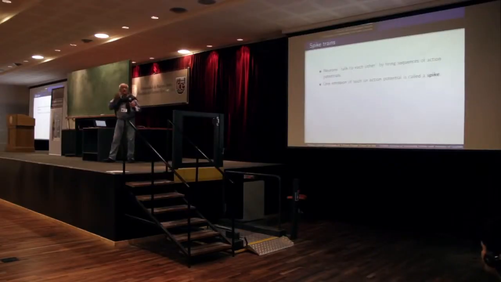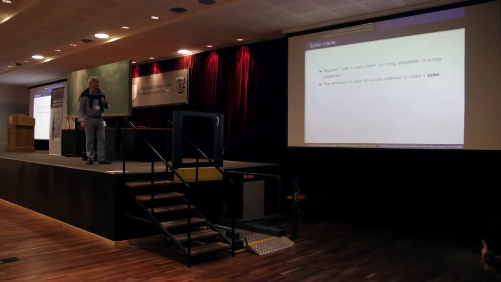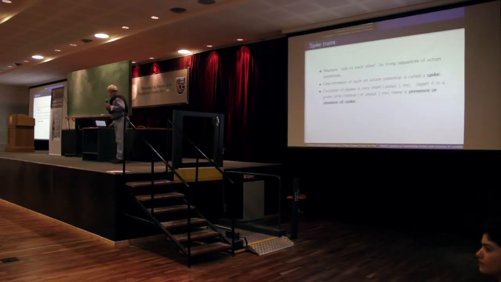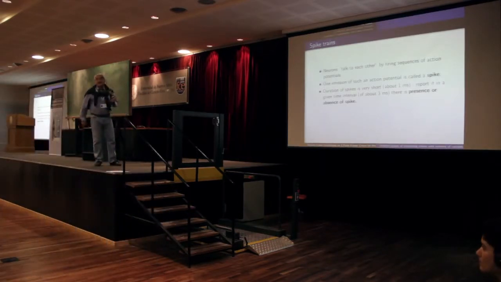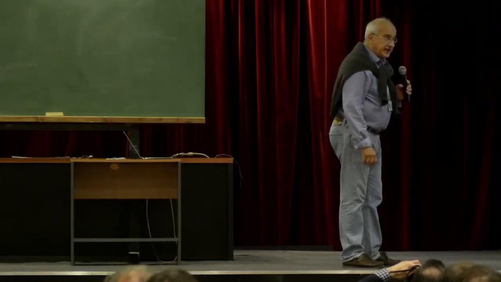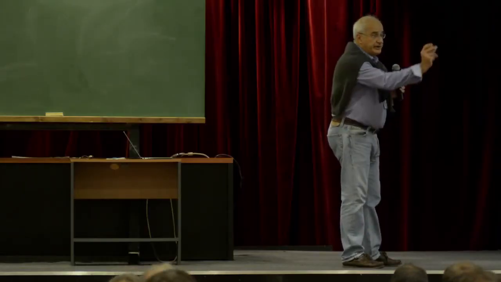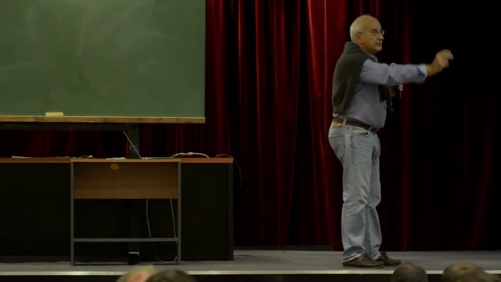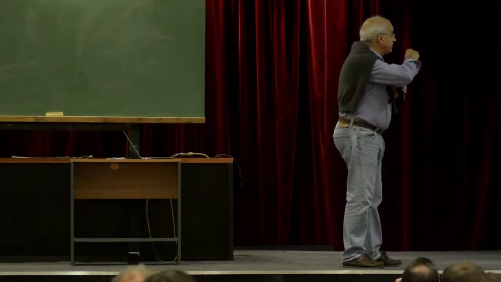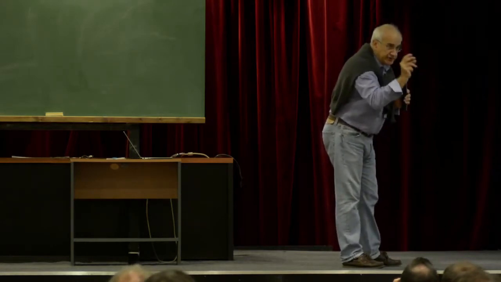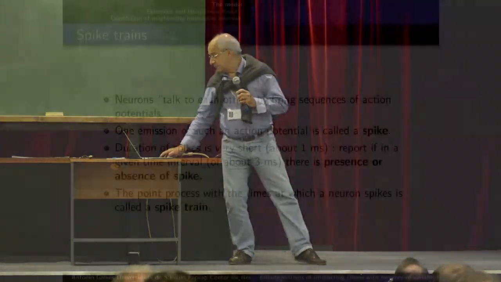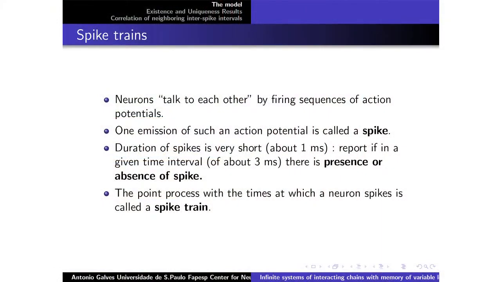So neurons talk to each other. They fire sequences of action potentials. We call the action potential a spike, and each spike lasts something like 1 millisecond. I'm going to make a discrete time model in which I have a time window, and I tell for each neuron if it has a spike or not in this small time window. People call this a spike train. Probably I'll use spike train during the talk.